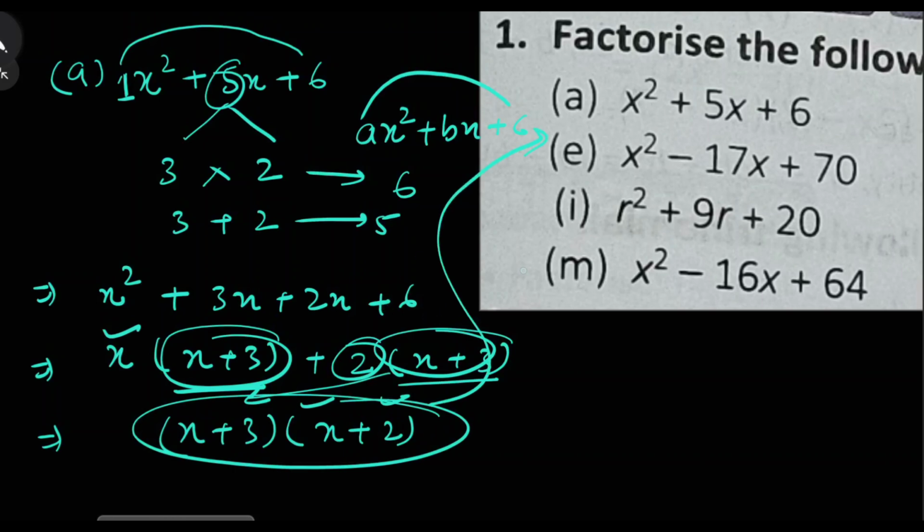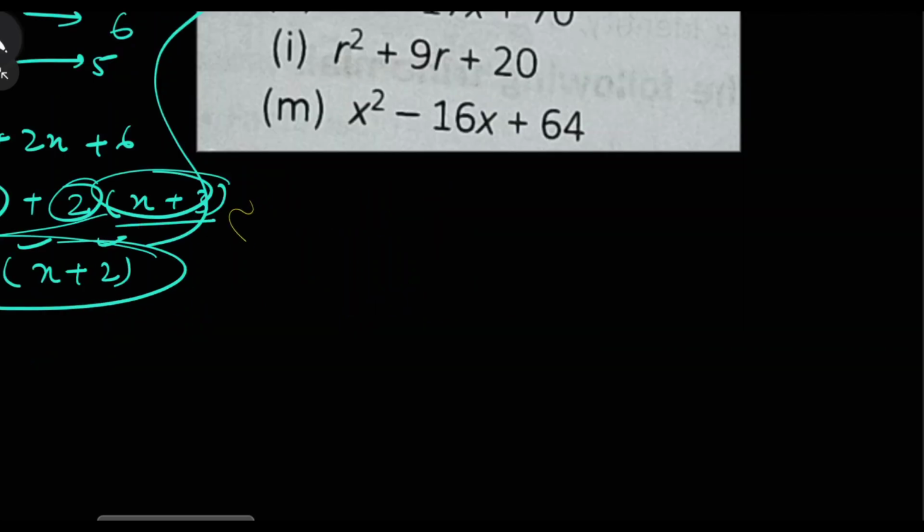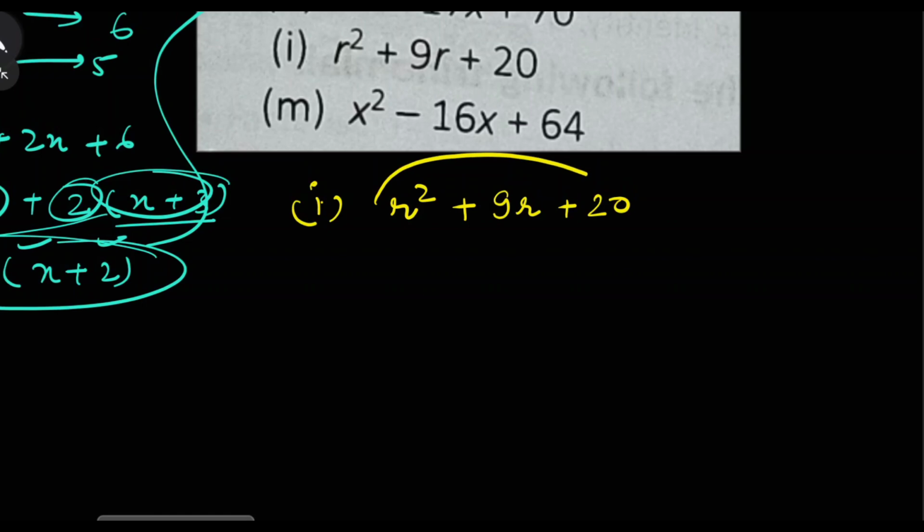Now move to the next question. We are going to solve question number I. Students, question number I says that we have r square plus 9r plus 20. We have to multiply these two numbers, and we get 20. Now we have to split this 9 in such a way that on multiplying we get 20, and on addition or subtraction we get 9.